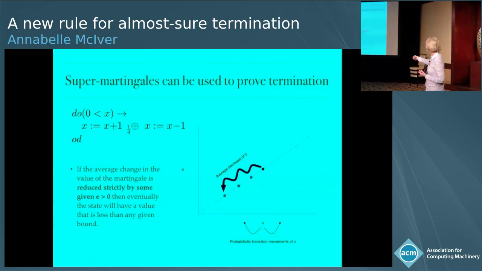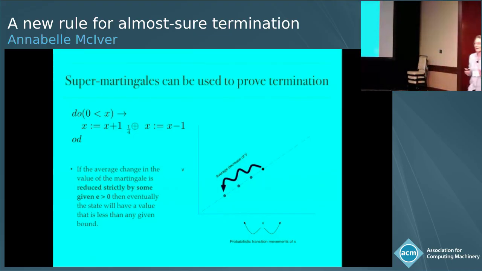So the new rule is going to be based on this idea. However, there are many programs, including the one that I showed you on the first slide, for which there is no such thing; this is called a ranking super martingale. No such ranking super martingale exists, and so we cannot use this rule to prove that program terminates. And indeed it does terminate because it's just the unbiased random walk. You go to any probability theory book and there's a nice proof in there that shows you that it terminates.